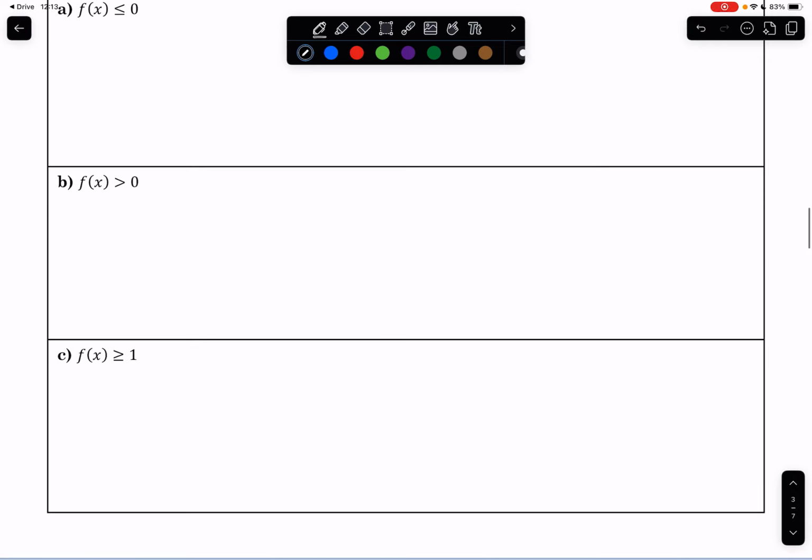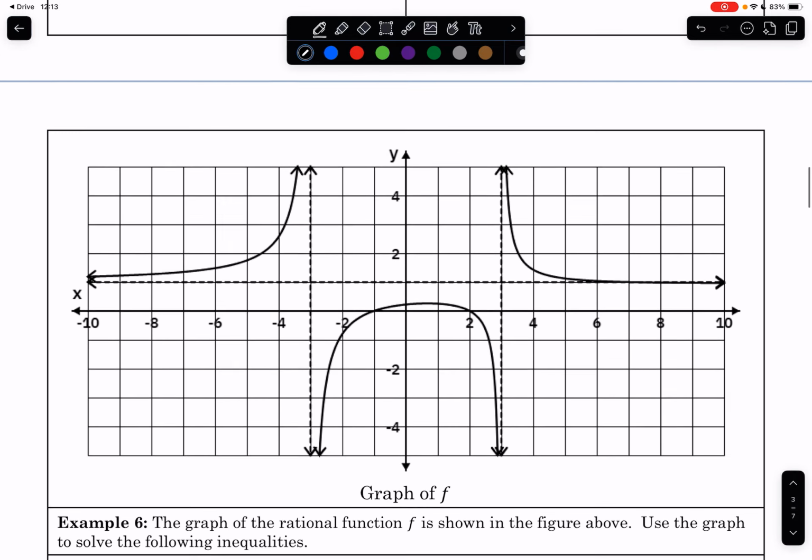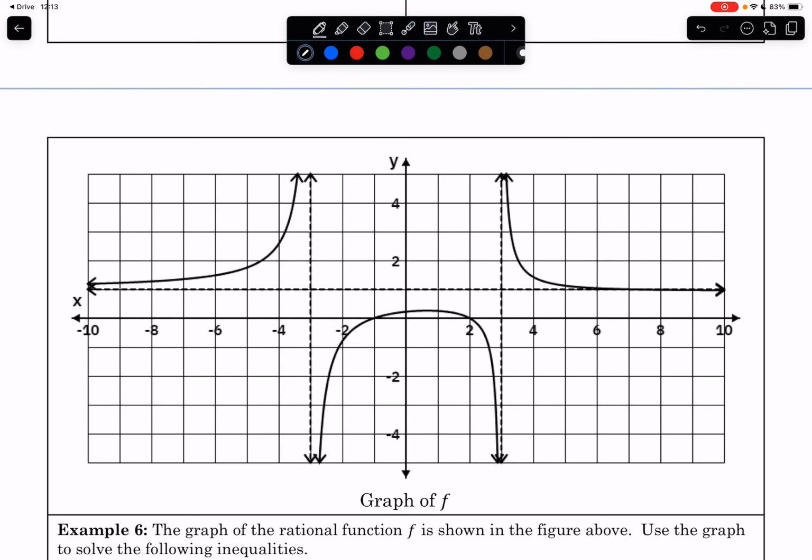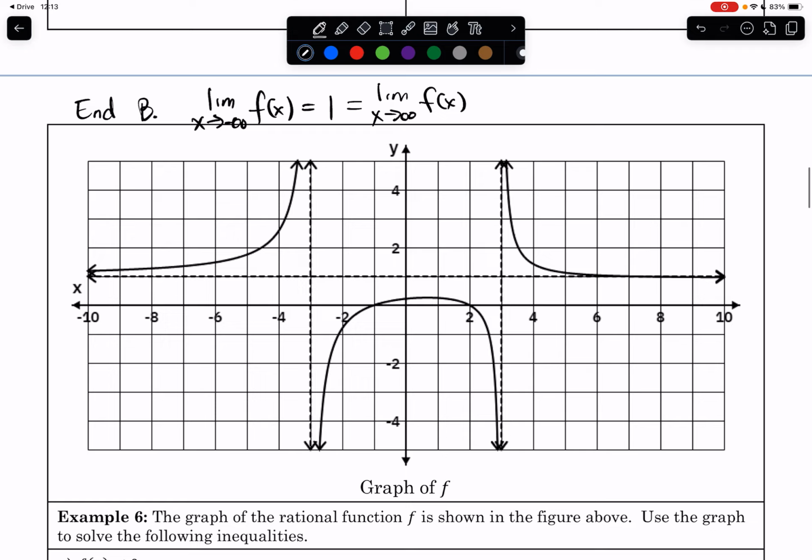So even though it's not asking us to do anything like that, let's write this down. That the end behavior on the left side of this function f is positive 1, and the right-hand behavior of f is also equal to positive 1. Okay, and I'm just adding that to review what we talked about yesterday. Now let's go into the question.